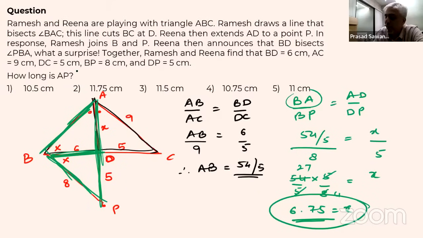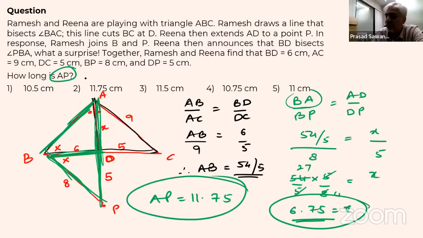which means I want to find AP, which is X plus 5. X plus 5 is the answer. So AP is 11.75. Simple usage of the angle bisector theorem two times.